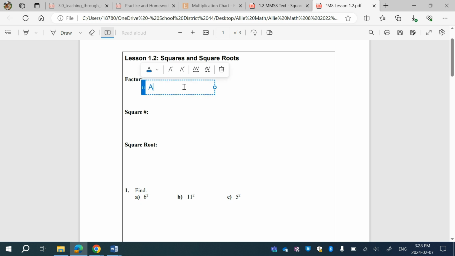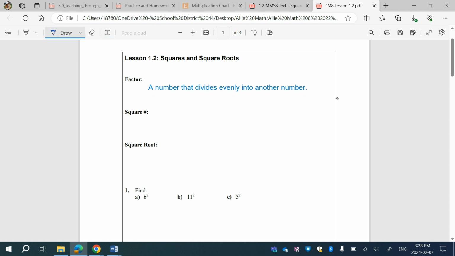So a factor is a number that divides evenly into another number. So you can think about a number that divides into a number and there's no remaining numbers. I will show you, for example, the factors of 16. These are the numbers that can divide evenly into 16.